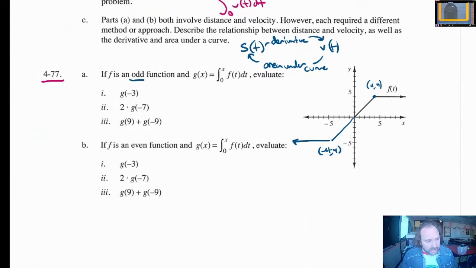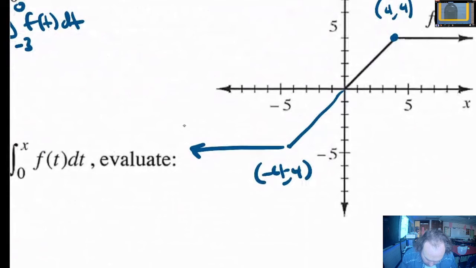As far as g of negative 3, this would be the integral from 0 to negative 3 of f of t dt, which, based on our integral rules, would be the opposite of the integral from negative 3 to 0 of f of t dt. So really, we're just going to find the area under the curve between negative 3 and 0 right here.